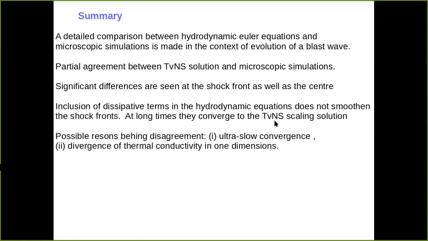So a possible reason behind the disagreement between the microscopic result and the hydrodynamic solution is the convergence, which I already discussed. The convergence is very slow, so we need to go to a large system, a large number of particles, and also large time to see them go close to the hydrodynamic prediction. And also, in the hydrodynamic equation we use Fourier heat conduction, which fails in one dimension. So that may be one reason. So that's all. Thank you.